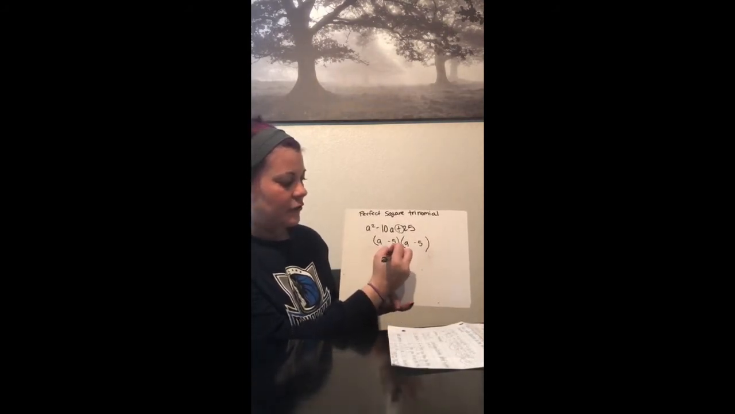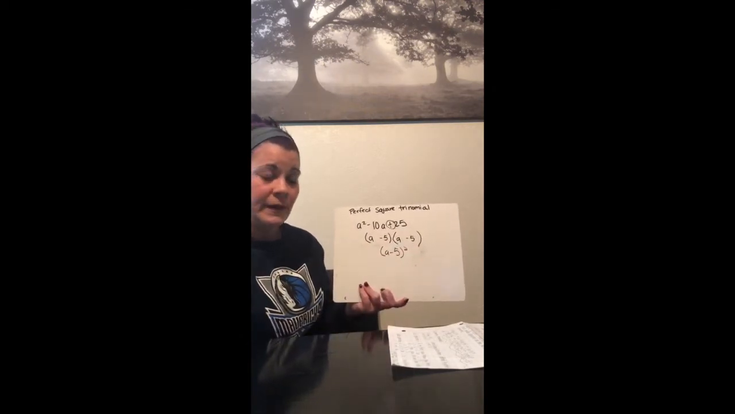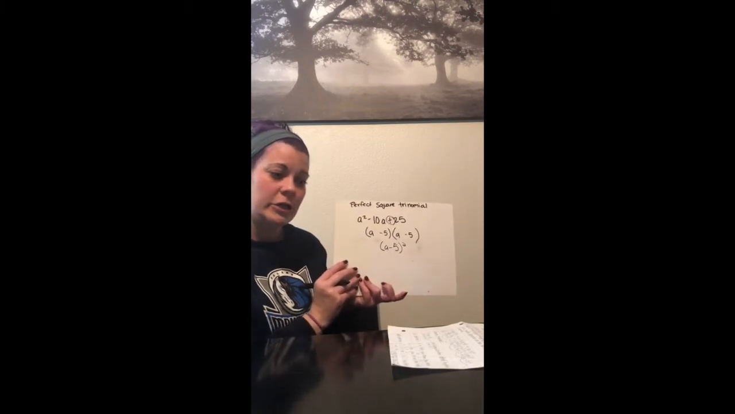So if you notice, you have two binomials that are the same. So you can actually rewrite this as a minus 5 to the second power. Okay, so this is how to factor perfect square trinomials. Let's do one more.